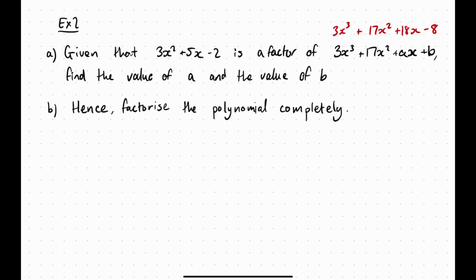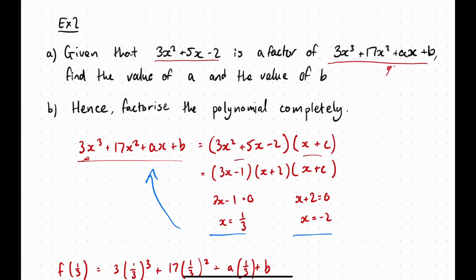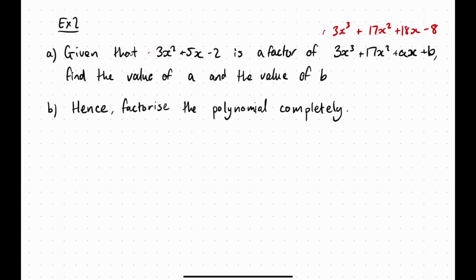Now, part b says, hence factorize the polynomial completely. There are two ways of approaching this. Either, now I know my polynomial and I know that 3x squared plus 5x minus 2 is a factor, I can use long division to divide my polynomial by my divisor to get a quotient, which will allow me to factorize it, as I've already managed to factorize the first two brackets here. That should leave me with one bracket that I can then combine into an answer, which I'll do an example of in a second.